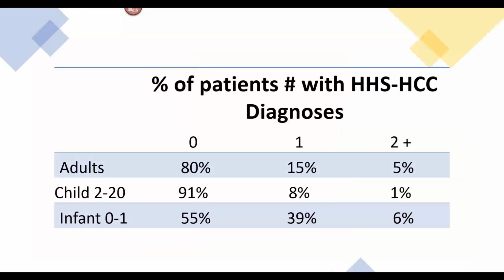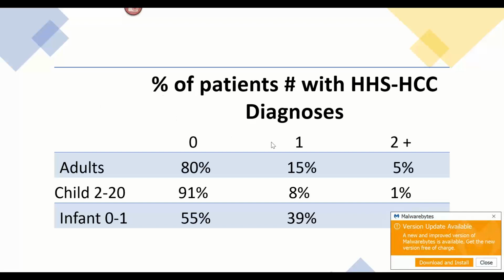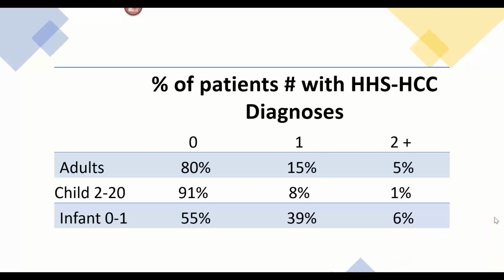The percent of patients with HHS diagnosis, adults, 80% have no HHS diagnosis code. Only 15% have one, and 5% have 2 or more. In the children, it's 91% have 0, 8% have 1, and 1% have 2 or more. And then the infant, of course, we have 55% have none, 39% have 1 diagnosis code, and 6% have 2 or more.